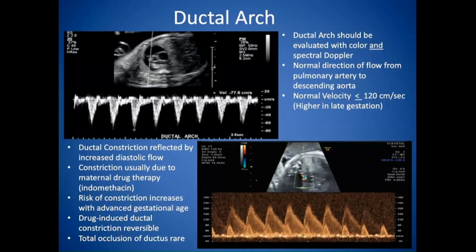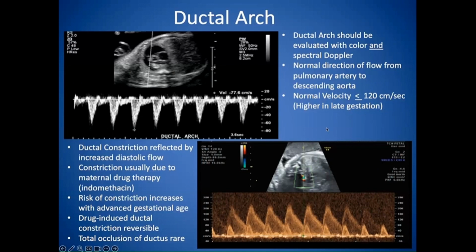So if I was looking at this fetus in the second trimester, I want to see something around 120 centimeters per second. If I'm asked to look at this patient late in the third trimester and I see velocities even as high as 170, 180, 190 centimeters per second, that could be due to the tortuosity of the ductus arteriosus. So you want to make sure you get a good look at it.